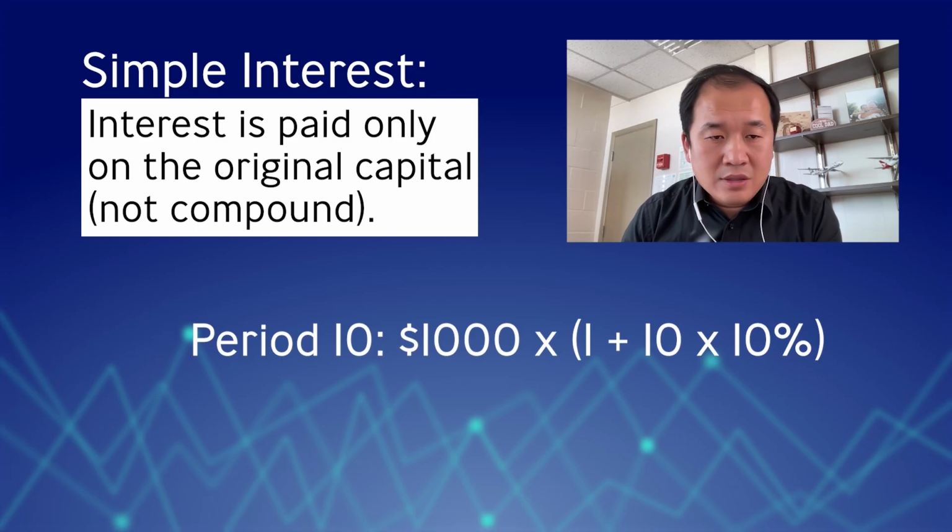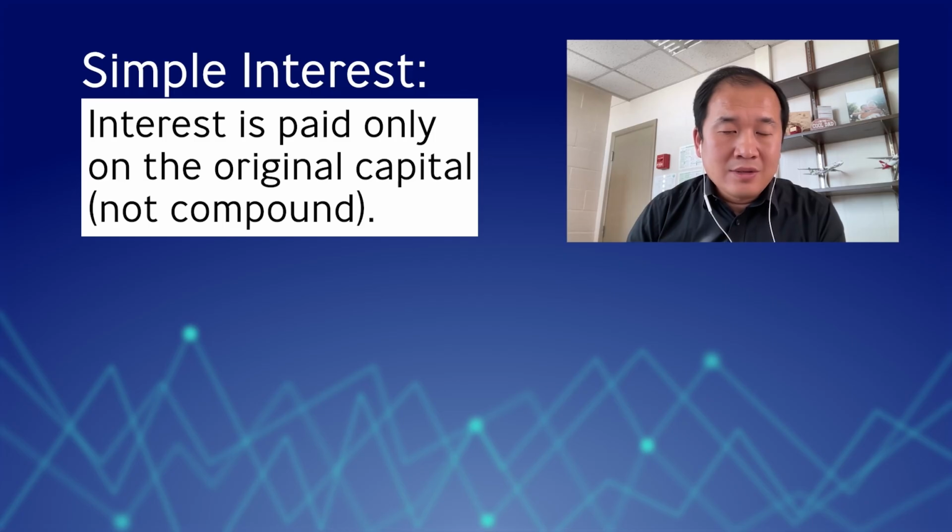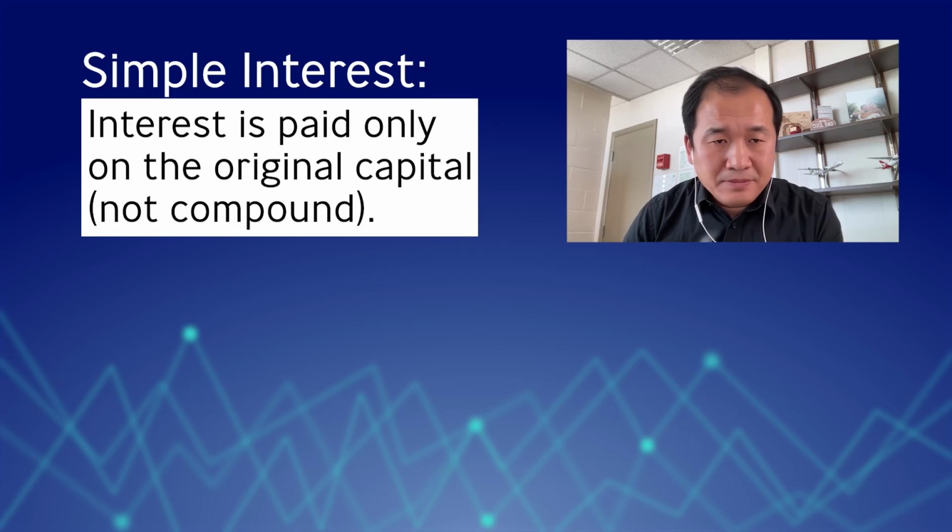So 10 years later, the total amount of interest you made is $1,000, and the total amount of capital you will have is the interest, $1,000, plus the initial capital, $1,000, so you will have $2,000. The total return is $1,000. So this is a case of simple interest.